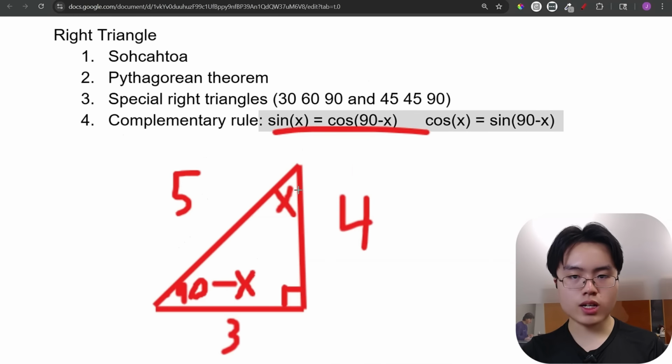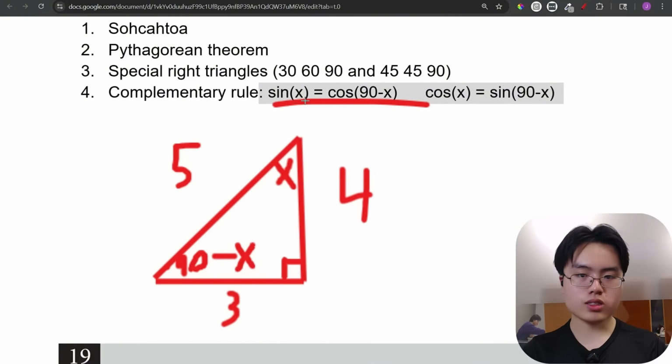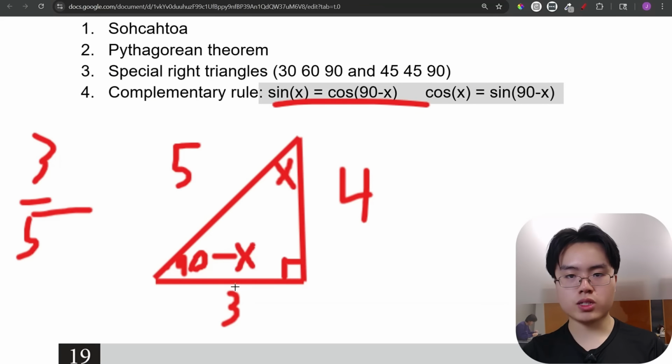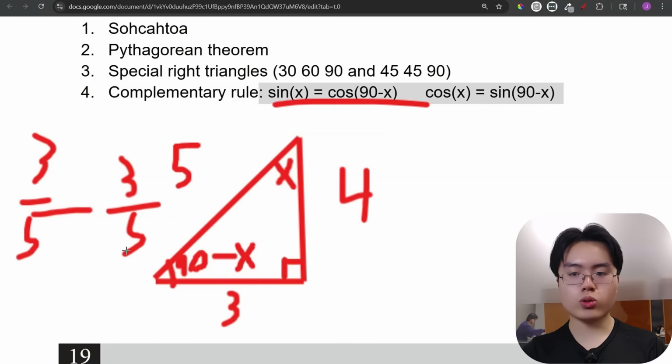Okay, now let's do this. So the sine of x, what is sine of x? Sine of x, again, is opposite over hypotenuse. Sine of x is 3/5 here, right? What is cosine of 90 minus x? This angle now, 90 minus x, is adjacent over hypotenuse. That's also 3/5. So this is why this rule is always going to work.